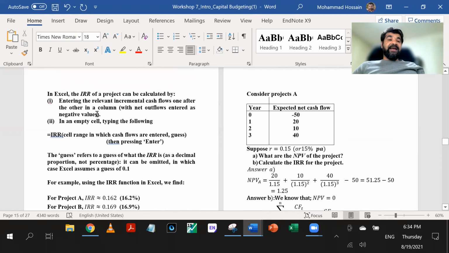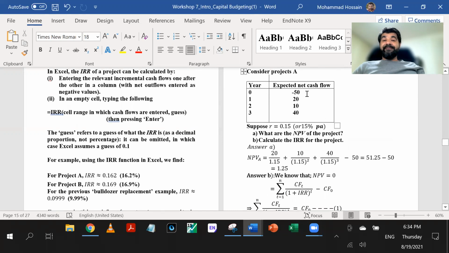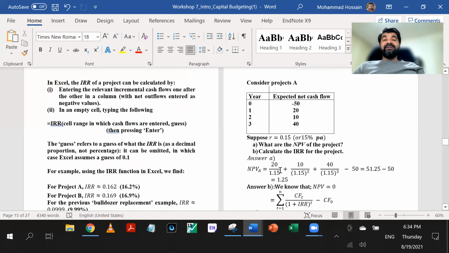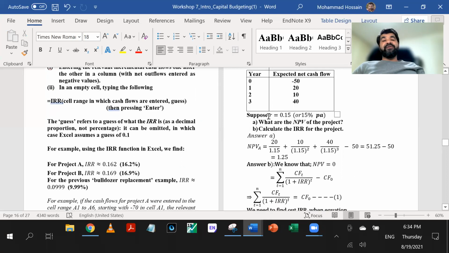They say in Excel, the IRR of a project can be calculated. So consider project A and consider project B. How did they calculate it? They just assume that it will be 15%, for example, per annum. Suppose, for project A, at years 0, 1, 2, 3, 50,000 is the initial investment, and 20, 10, 40 is the outcome. Let's say R is 15% per annum.